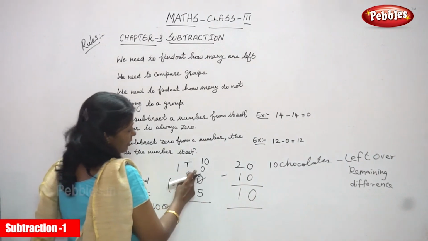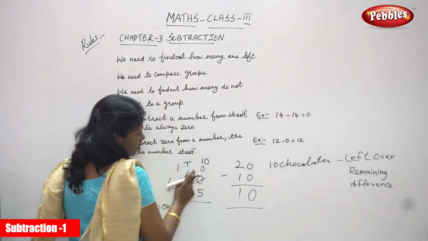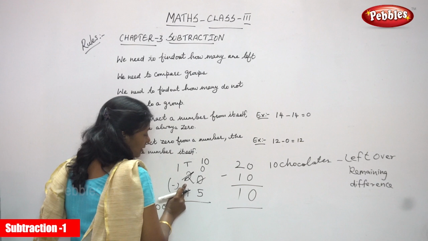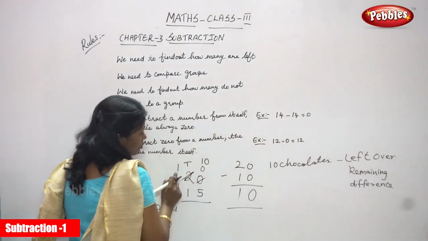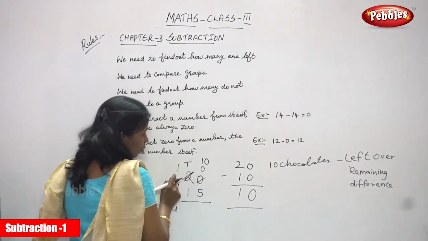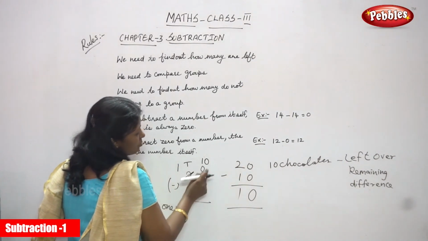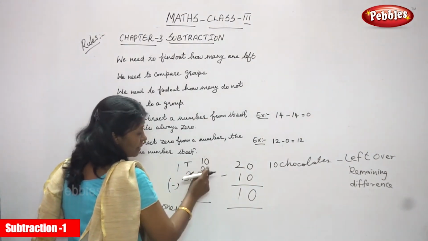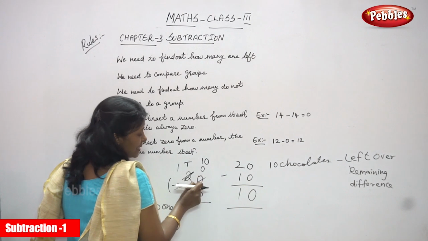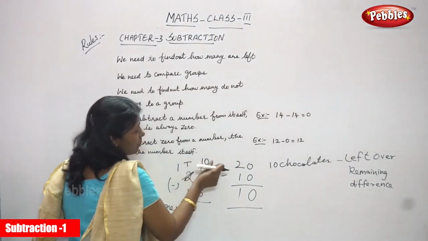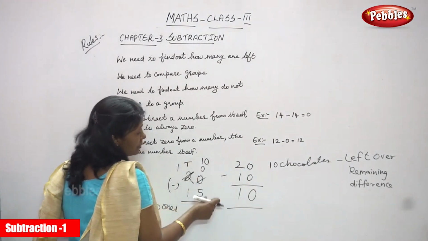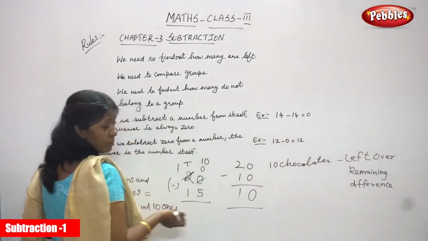So I'm going to subtract from what? 2 tens. I'm going to take 1 ten from 2 tens. So this 2 tens will become 1 ten, and this 0 ones will become 10 ones. Now it's a greater number. So I'm going to subtract the smaller number from the bigger number. 10 minus 5.